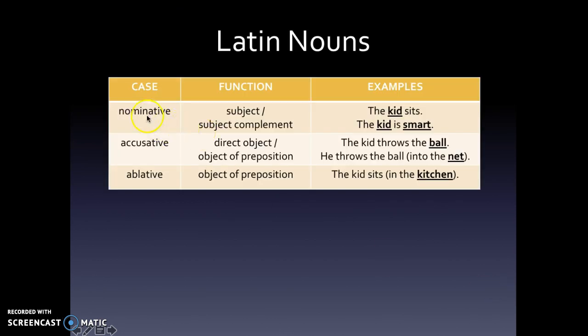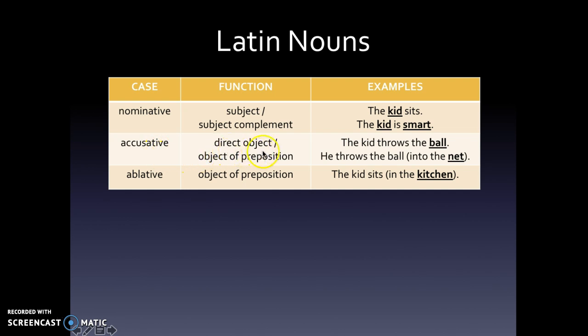Quick review of all of our case functions. The nominative is either the subject or subject complement. For example, the kid sits. We know that the kid is the subject because the kid is doing the verb. Also in English, the subject comes before the verb. The kid is smart. This is an example of a subject complement use. So the kid is the subject. Is a linking verb. Smart is completing the subject. So it's a subject complement. Think of is as an equals sign.